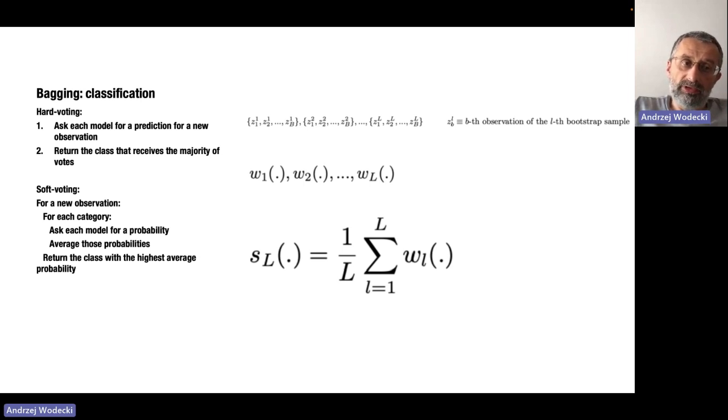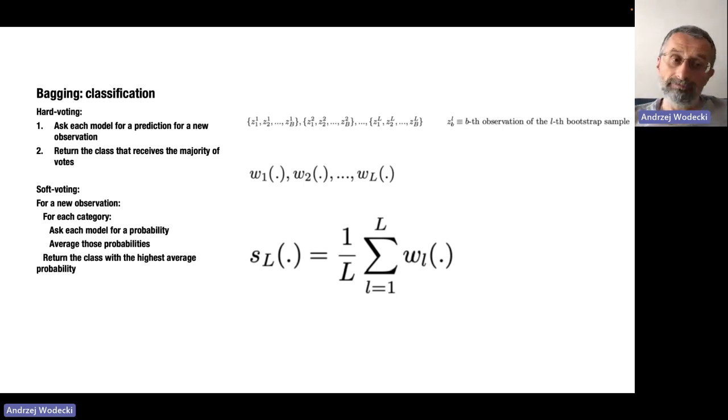First strategy, so-called hard voting. In hard voting, we ask each model for prediction for a new observation, and we return the class that receives the majority of votes. So if we have some picture, we put it to those 10 models, and 6 of those models said that there is a tumor there, and 4 that there is no tumor, we return 1 because 6 is more than 4. 6 models said there is a tumor, so we return 1.